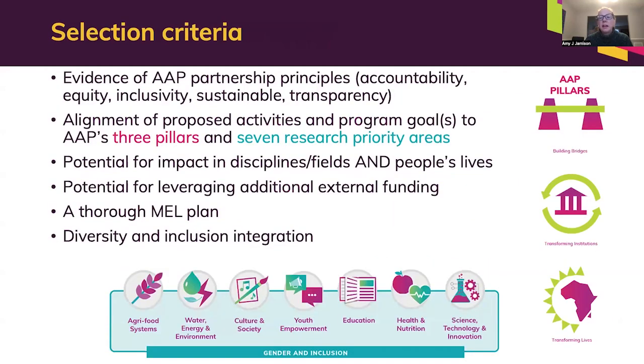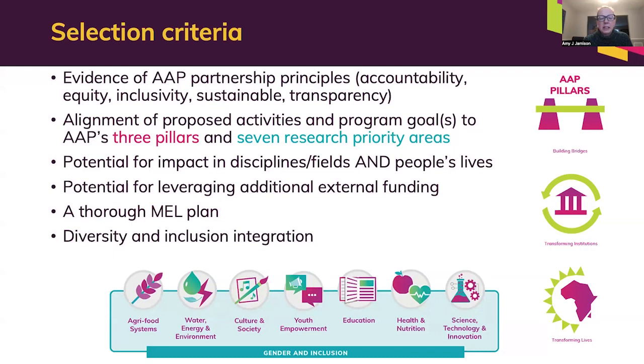Next slide. A little bit about selection criteria, and I think Derek will also touch on this a bit later, as well as my other colleagues, Abraham and Kara. But we want to see evidence of AAP partnership principles. We want to see that this has been a mutually beneficial, co-created proposal. And our partnership principles are accountability, equity, inclusivity, sustainability, and transparency. And I'll say a little more about those in a minute.